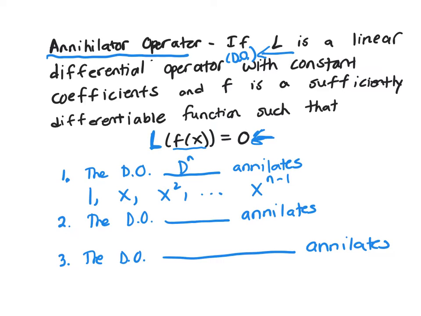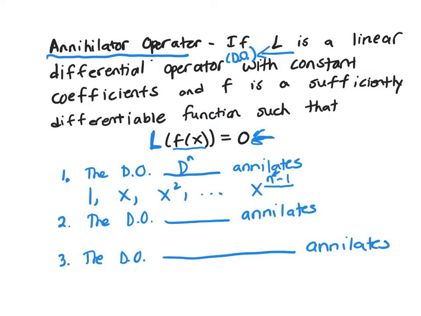I want you to think about what n is. N is going to be 1 more than the highest exponent on the variable x. Because think, n minus 1, n is this first part, the first term. So let me say that again. Your n, for your d to the n, will be 1 more than the highest exponent on the variable x. All right, so there's your first thing to memorize.